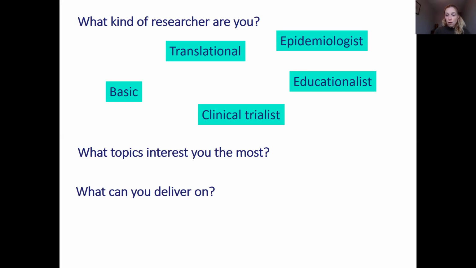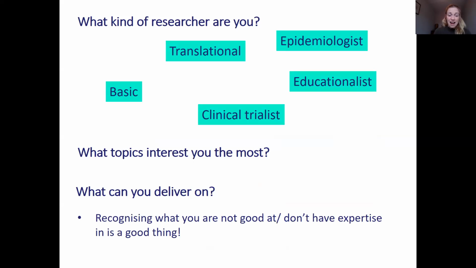And then it's really what you can deliver on. So you might have really interesting ideas, but then you have to think about what skills you have as well, or how you can develop those, and if you can develop them, then that's great. But there may be certain skills that you find quite tricky, and that's absolutely fine. And so recognizing what you're not good at is actually a really good thing, and then you can think about how you could collaborate with someone, for instance, and that is good.